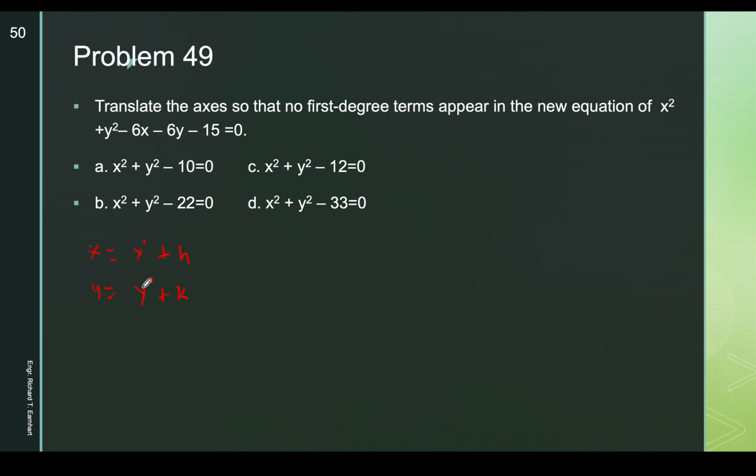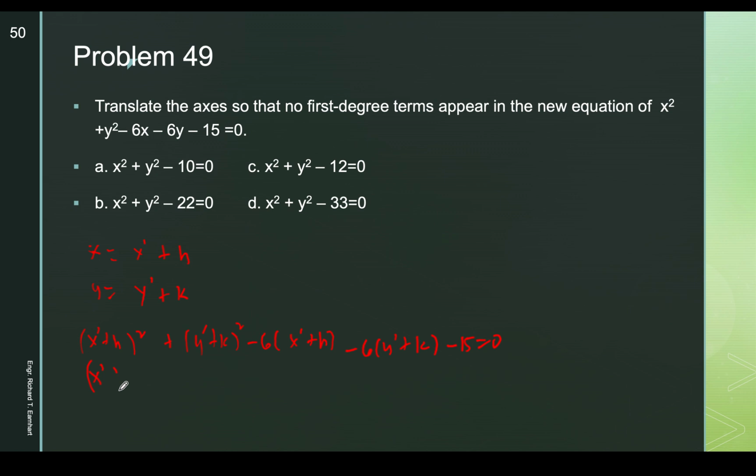Okay, so we replace x by x prime plus h, and y by y prime plus k. The equation becomes (x prime plus h) squared plus (y prime plus k) squared minus 6 times (x prime plus h) minus 6 times (y prime plus k) minus 15 equals 0. Okay, let's simplify.